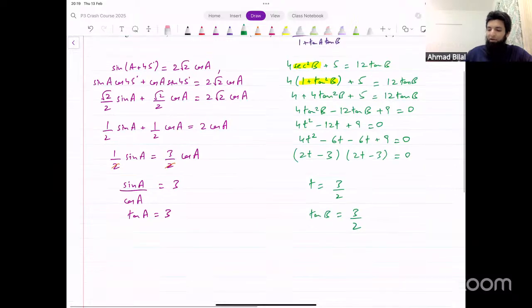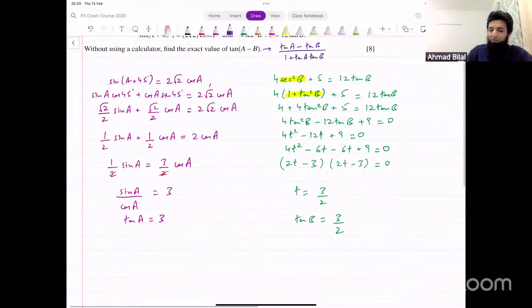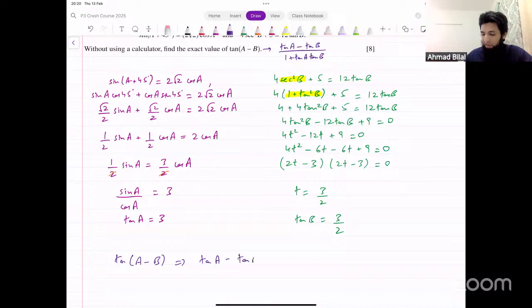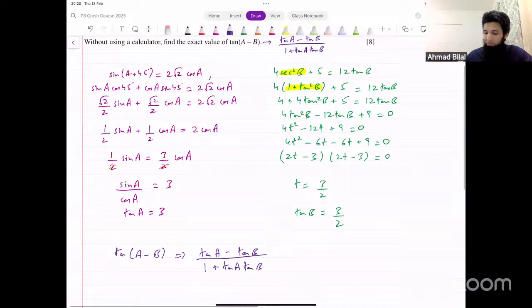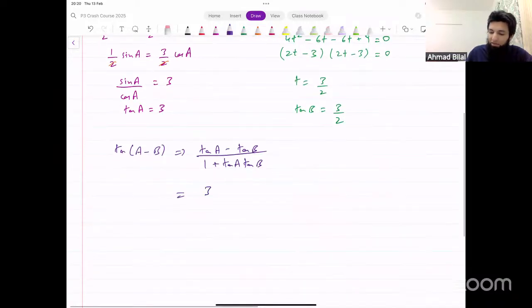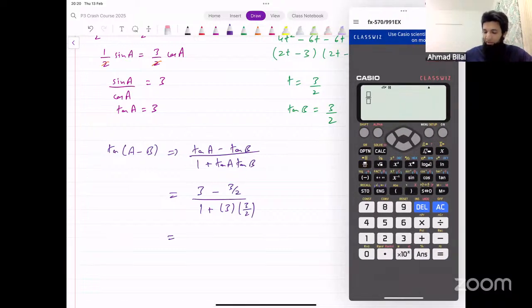All right. So we found tan A and tan B. Now we just put it there in that equation. Tan of (A minus B) is supposed to be tan A minus tan B divided by 1 plus tan A times tan B. All right. Now you simplify this: 3 minus 3 over 2 divided by 1 plus 3 times 3 over 2. And that should give you the result. You can see what that is. In the numerator, 3 minus 1.5, that's just 1.5. In the denominator, 1 plus 9 over 2, that is 4.5.